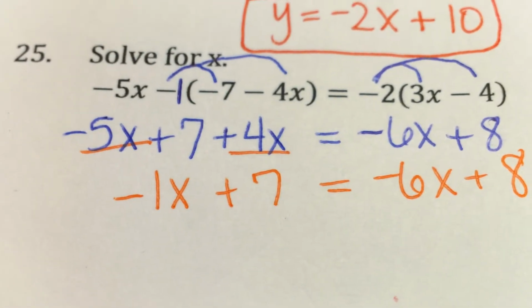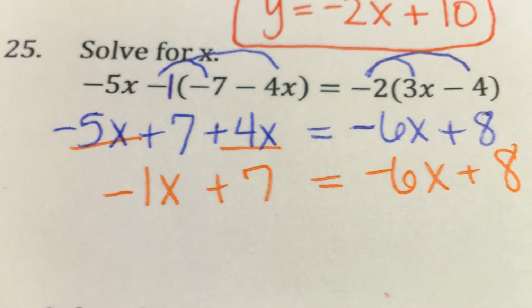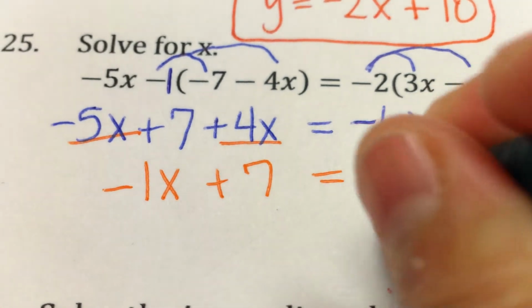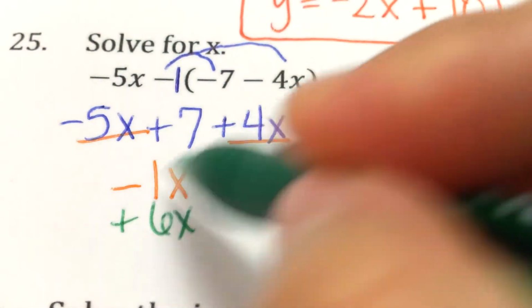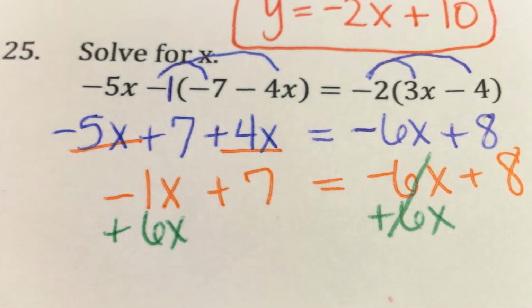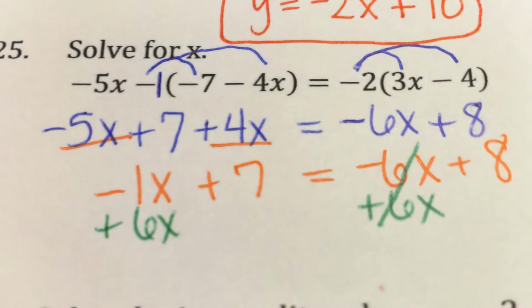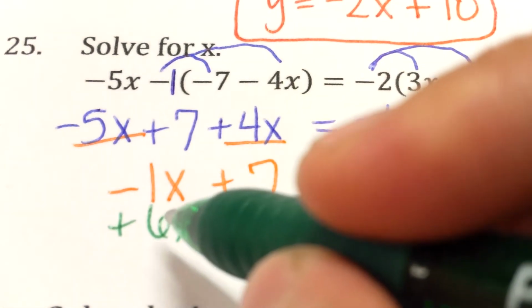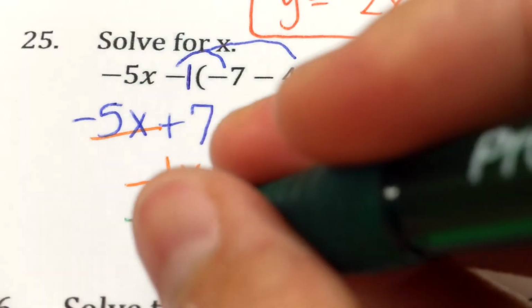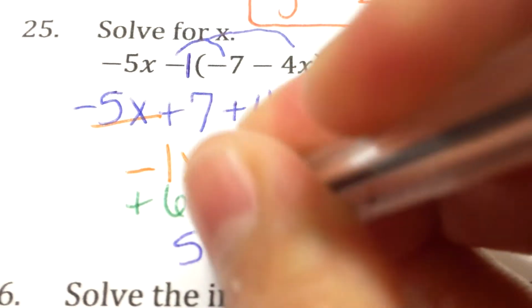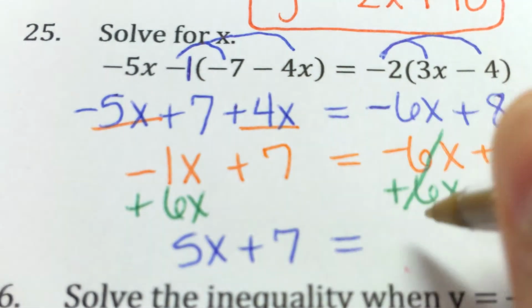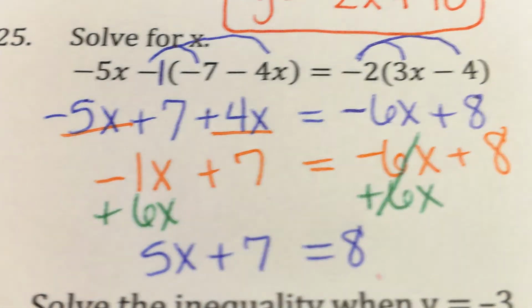And then now we solve for x. We want x on one side. So we are going to add 6x because we want it on the other side. You could have moved also the 1x to the other side, but I like to have x's on the left. So then here, negative 1 plus 6 is positive 5x. Plus 7 equals 8. Almost done.